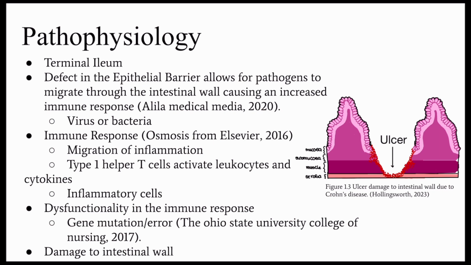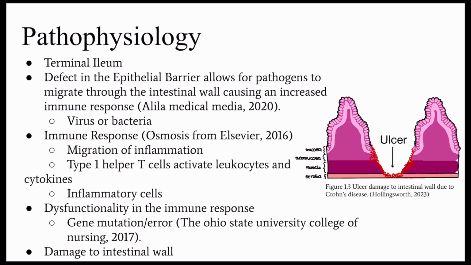It is also possible that a virus or bacteria such as Mycobacterium, Listeria species, or paratuberculosis may also trigger the immune response, as the pathogens are now able to enter the GI tract via the faulty epithelial barrier, causing a response as they are foreign antigens. These pathogens stimulate an immune response due to their antigen presentation.